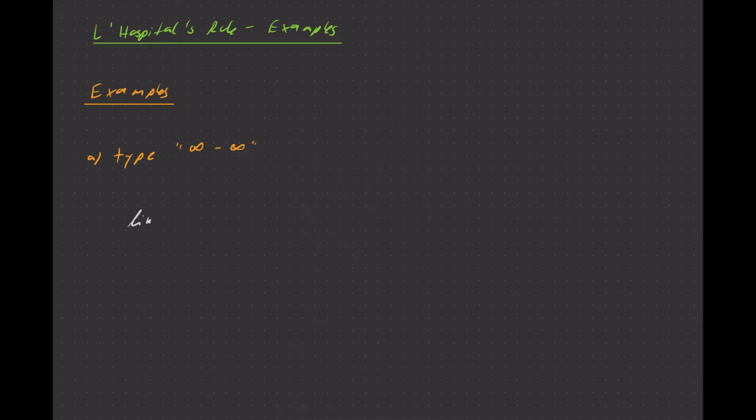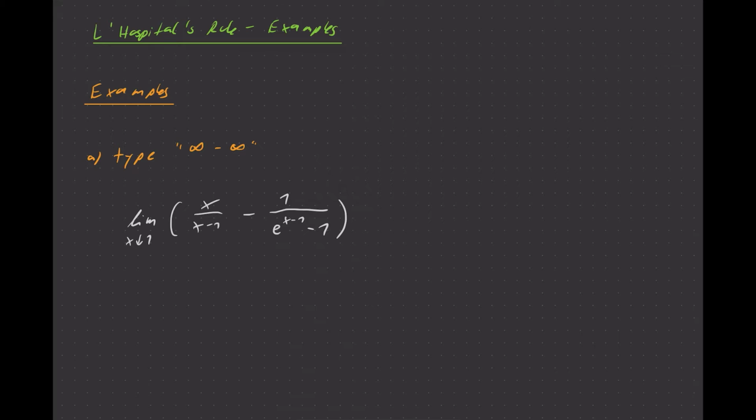So the example is the following. We're looking at the limit as x tends to 1 from above of the expression x over x minus 1 minus 1 over e to the power of x minus 1 minus 1.